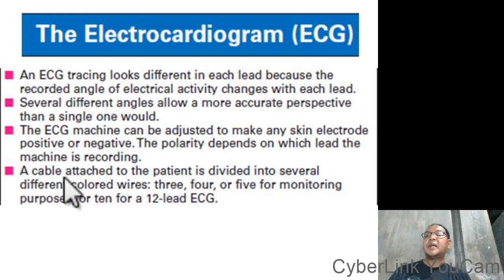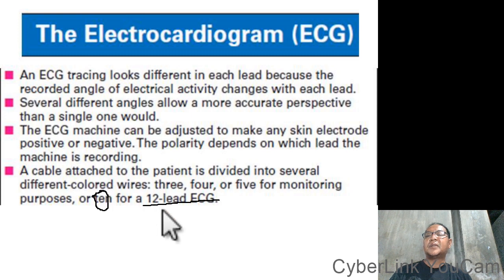The cable attached to the patient is divided into several different color wires. There are 3, 4, or 5 for monitoring purposes, and 10 for a 12-lead ECG. In our demonstration, we are going to demonstrate the 12-lead ECG. So how many wires do we have? We have 10.